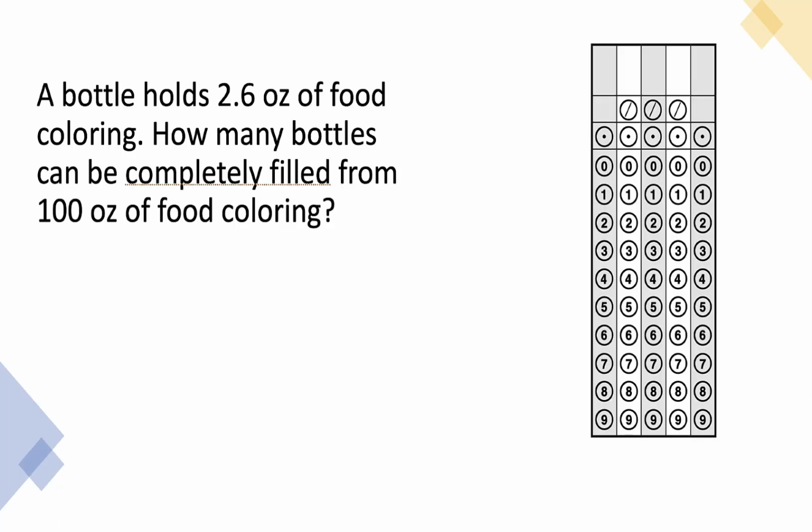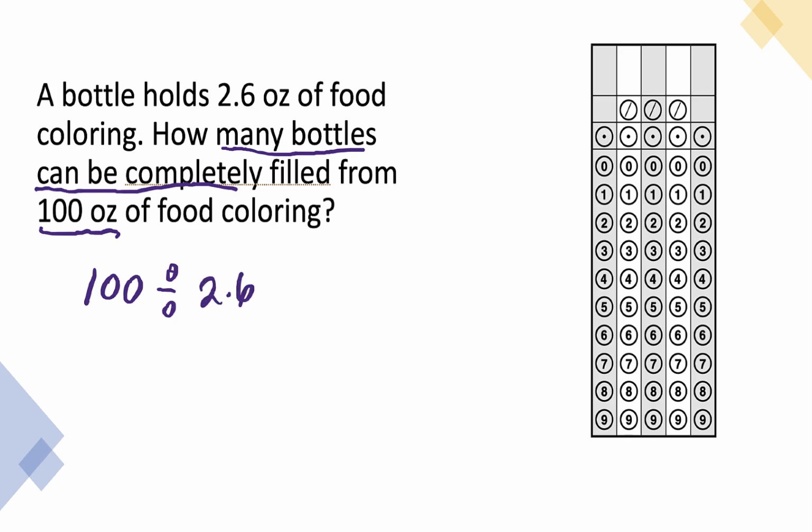Okay, here I have a question. This will be on the number quantity side of the TASC test. It states a bottle holds 2.6 ounces of food coloring. How many bottles can be completely filled from 100 ounces of food coloring? So we have 100 ounces, and we want to know how many bottles, and this is the most important part here: how many bottles can be completely filled? So in order to solve this, we're going to have to take 100 and divide it by 2.6.